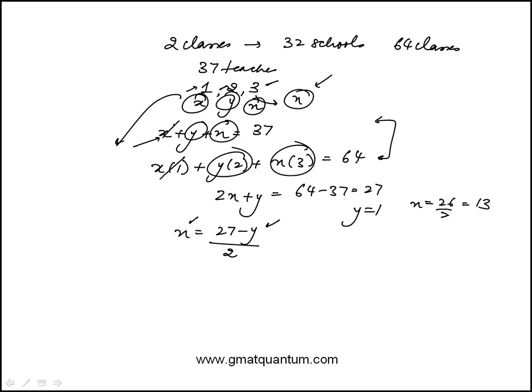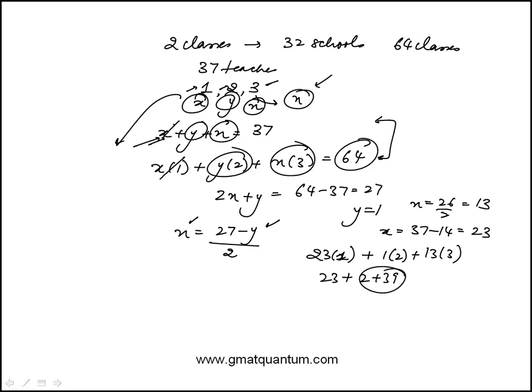But let's see if the solution works out. y is 1, n is 13. If you look at that, that gives me x is 37 minus 14, or 23. And the total number of classes has to be 64. So 23 times 1 plus 1 times 2 plus 13 times 3. That's 23 plus 2 plus 39. That's 41 plus 23. Indeed, that's 64. So we know that n has to be less than or equal to 13. Now with that alone, we can pick the answer as A.